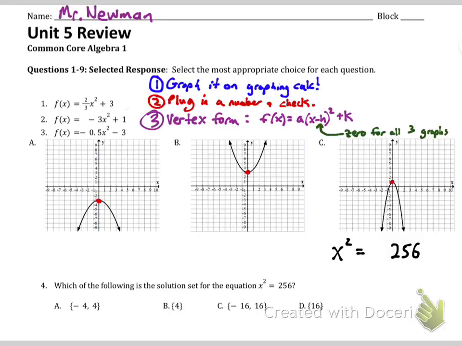Now for number 4, we have x squared equals 256. This is a standard square root problem. So take the square root of x squared, and don't forget to write the plus or minus. Notice some of the answers have it not written there, so you want to make sure you remember there are 2 solutions. So x equals plus or minus 16. The plus or minus means positive 16 or negative 16. So C is the correct answer.